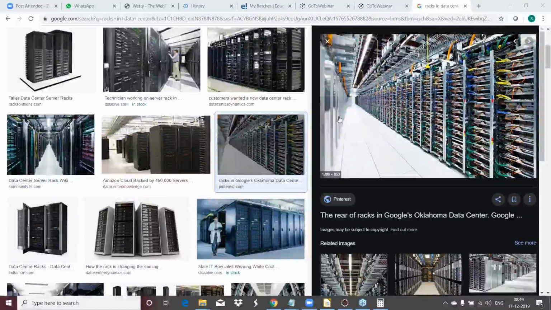And then what happens is, the temperature of this data center is kept low because there are a huge number of machines working at the same time. So a huge amount of heat will be dissipated. To absorb that heat, the temperature of this data center is kept at a very low temperature.